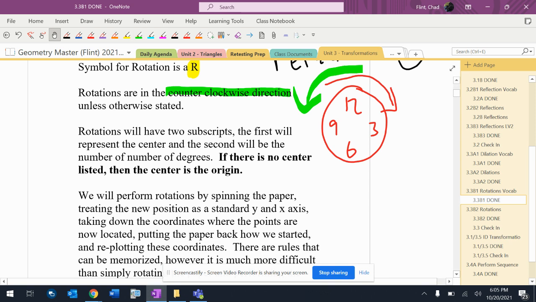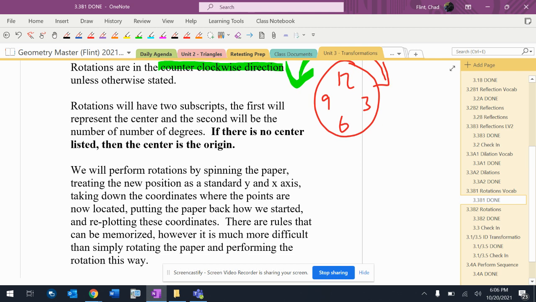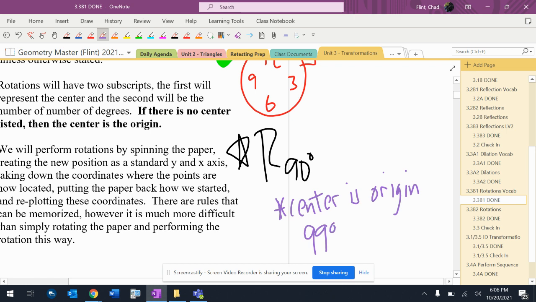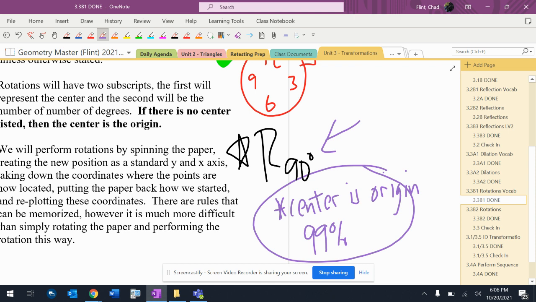All right. So rotations will have two subscripts. I'm actually going to put an X. I'm going to put a star over here and write R90. All right. The second part of this is almost never there. Okay. It's maybe 1 out of 100 problems that it's actually there because the center is the origin 99% of the time. All right, so this is what you're going to see 99% of the time.